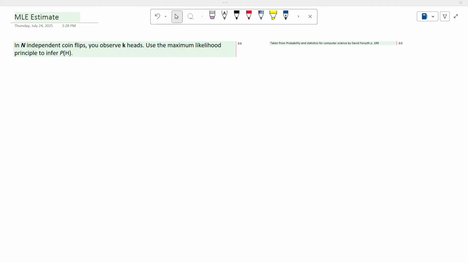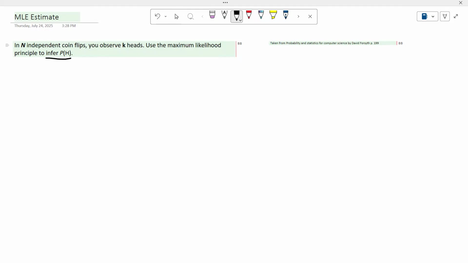Hi, today we'll be looking at a maximum likelihood estimate problem. So the question reads: in n independent coin flips, you observe k heads. Use the maximum likelihood principle to infer P of H, the probability of flipping heads.